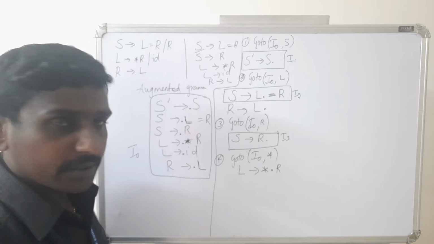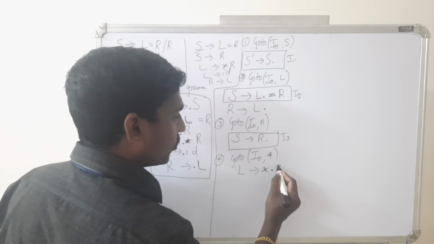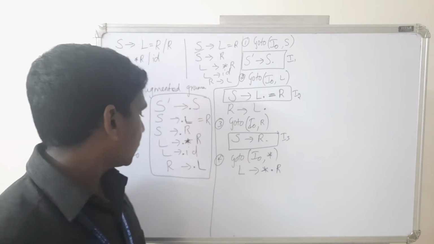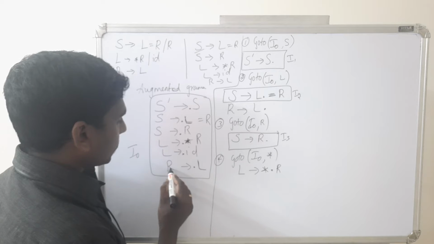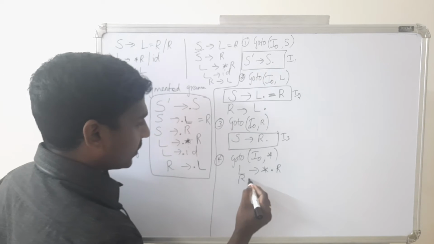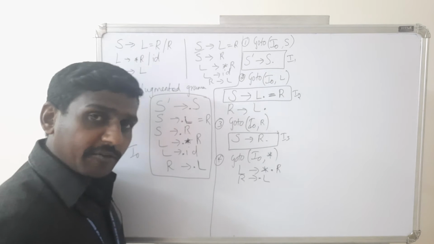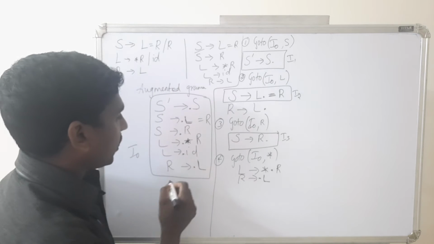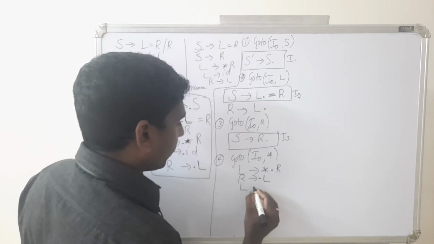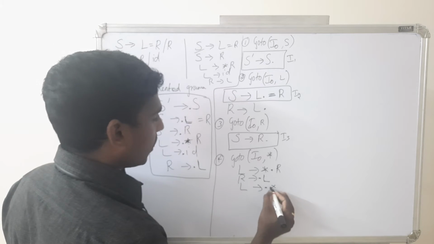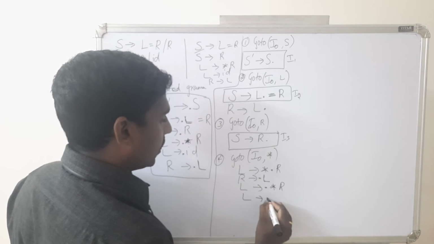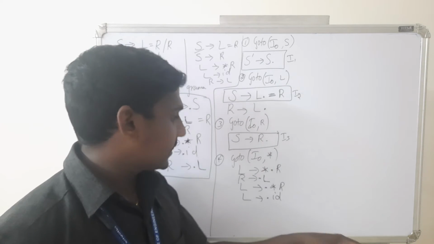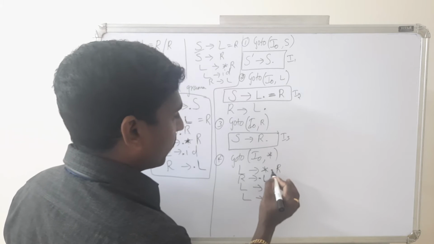Variable R. So what we want to do is, this is the rule and algorithm. We have to write the R production in I0. See, where R is here. So we want to write R tends to dot L. If I write dot L, another dot is present near variable L. So again we want to write the L productions of I0. So I will write L tends to dot star R and L tends to dot ID.